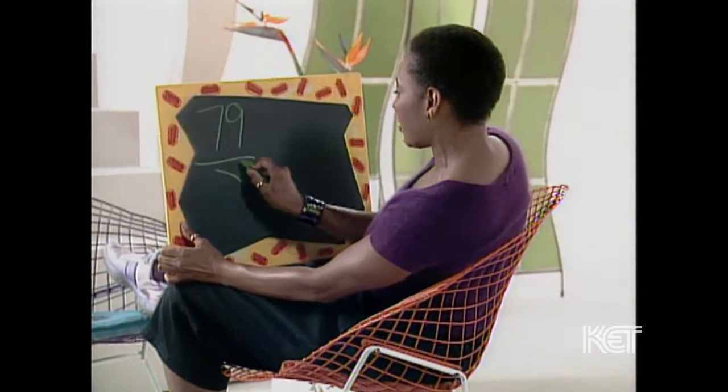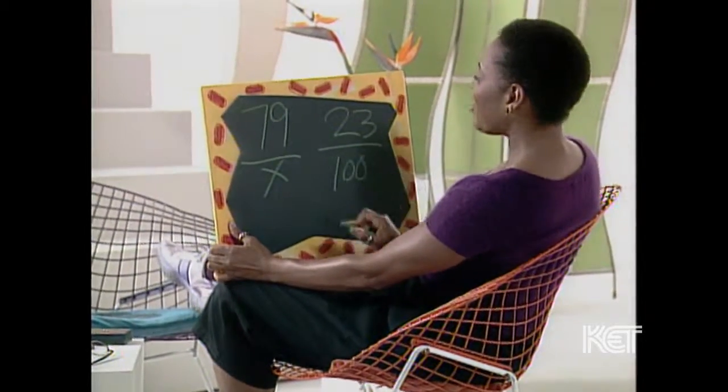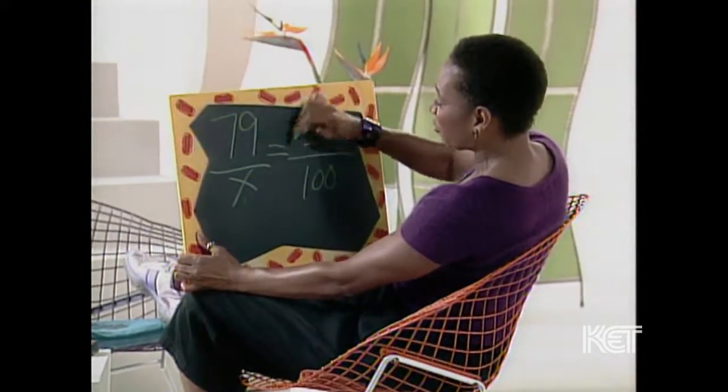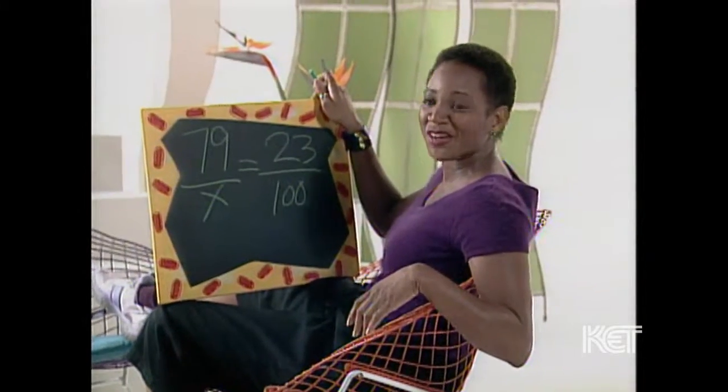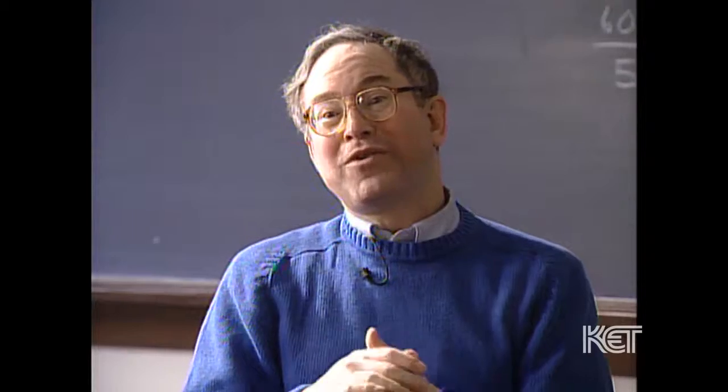The statement 7/9 is to something as 23/100 means the two ratios are equal, or in proportion to one another. Suppose 30% of the students in this school want to go to the basketball game.